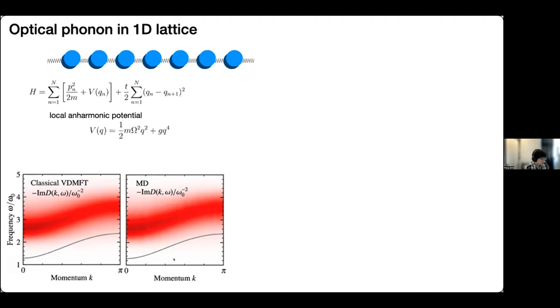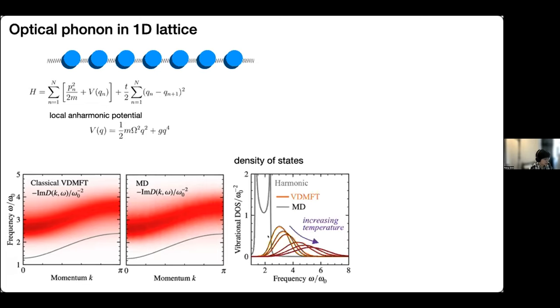So you can see that the two spectral functions look quite similar, but the comparison may be easier if we sum over the momentum axis, which gives the phonon density of state. Here I plot the phonon density of state as a function of frequency for non-interacting and interacting systems. We show that at increasing temperature, the density of state shows further phonon hardening, meaning that it's shifting to a higher frequency, and the decrease of the lifetime is independent of temperature. We can also see excellent agreement between our vibrational DMFT result and the molecular dynamics result at all temperatures considered.